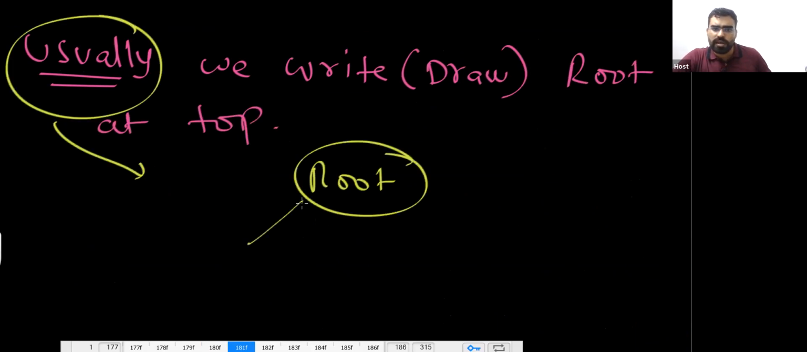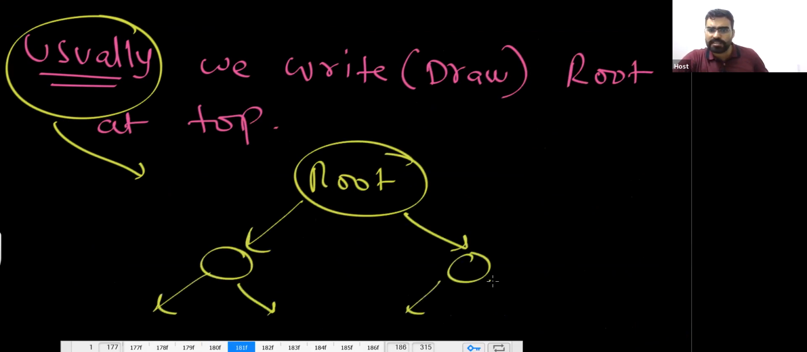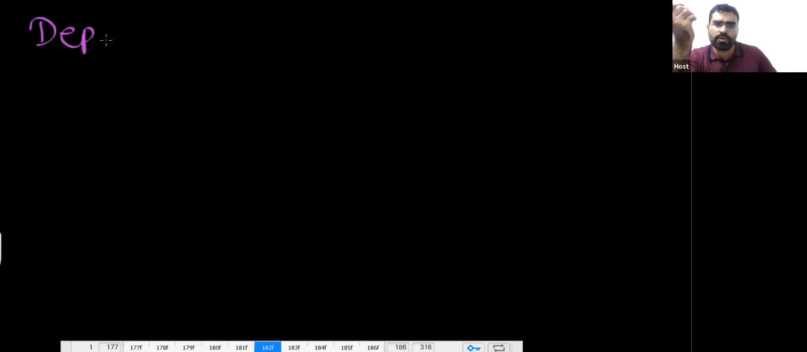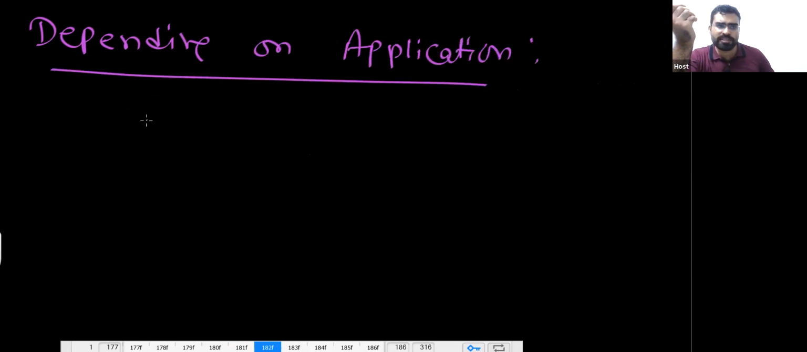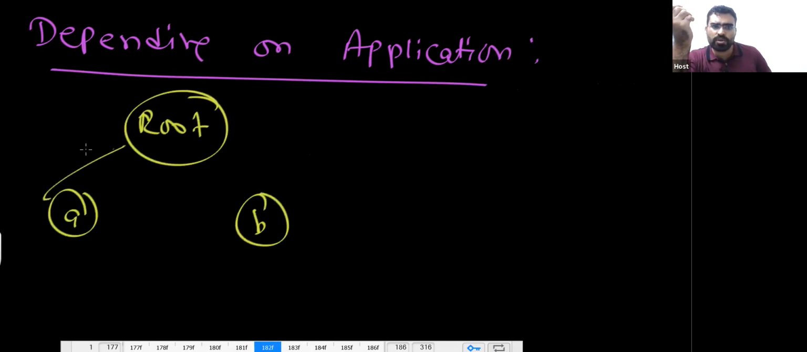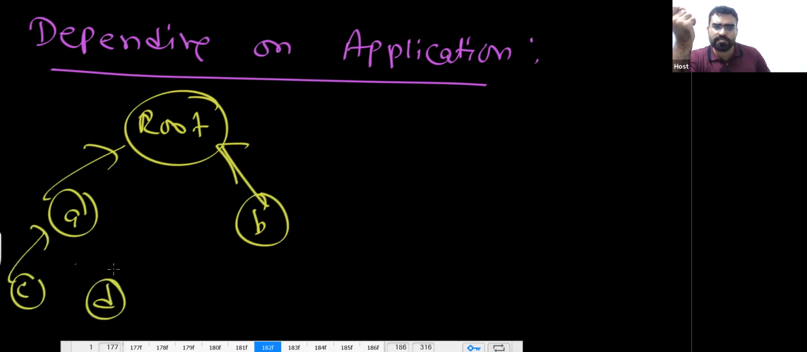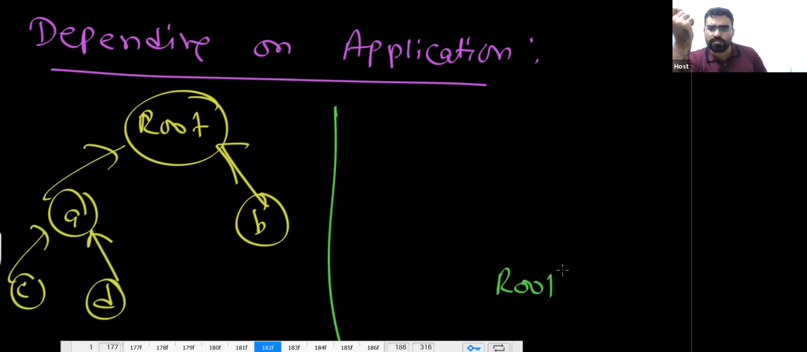There is a root, and like this we draw, and like this we draw. But depending on the application, some people can draw like this also. They draw like this also, depending on the application.